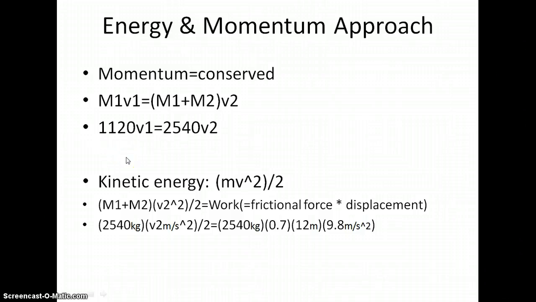We will also be using kinetic energy, which accounts for the frictional force. Thus, we know that the general equation for kinetic energy is 1/2 mv squared. So plugging that in with the specific variables for this problem, m1 plus m2 times v2 squared over 2 will equal the work of the road, which is the frictional force times the displacement. So here I just simply plugged in the numbers for each of the variables.